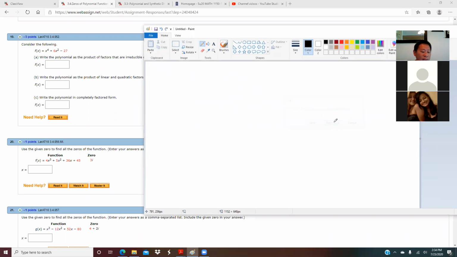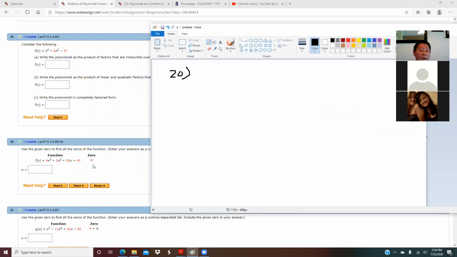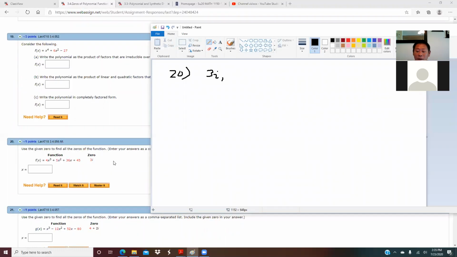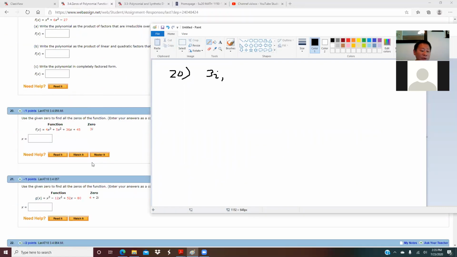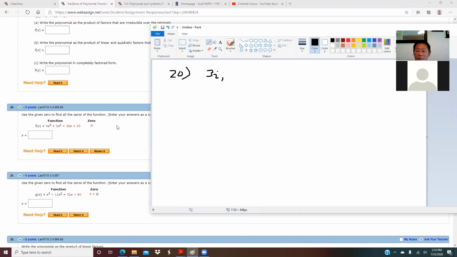question number 20. So this question 20 already gave us a zero, 3i. So you need to find another zero. So 3i is a zero. Can someone tell me what is also a zero in this case besides 3i? We just talked about it earlier on. Anyone know? Well, what we talked about, the conjugate. Remember the conjugate? So what will be a zero in this case? Yep, negative 3i will be a zero.